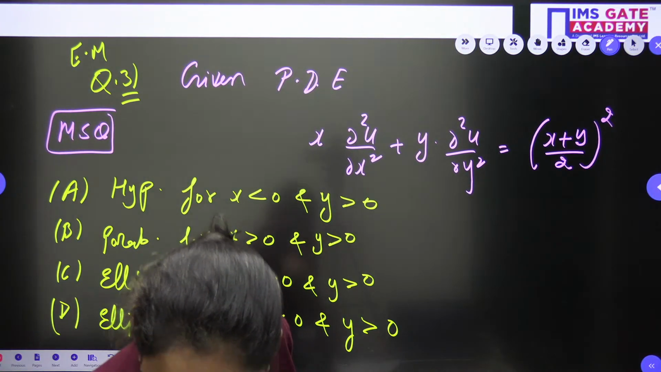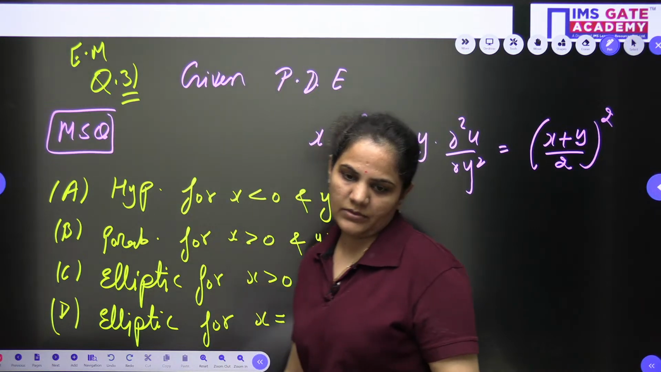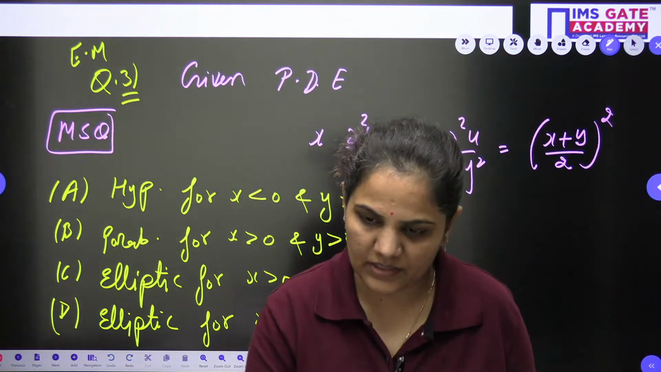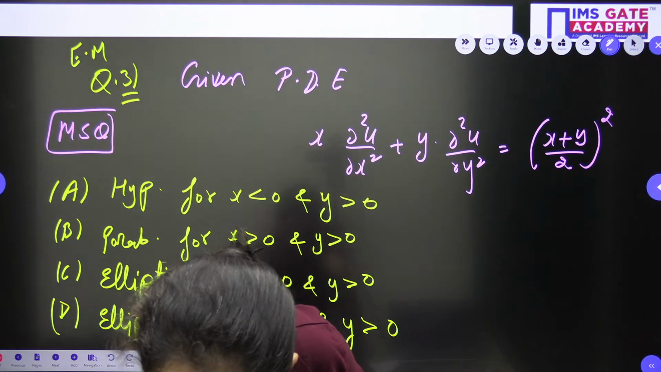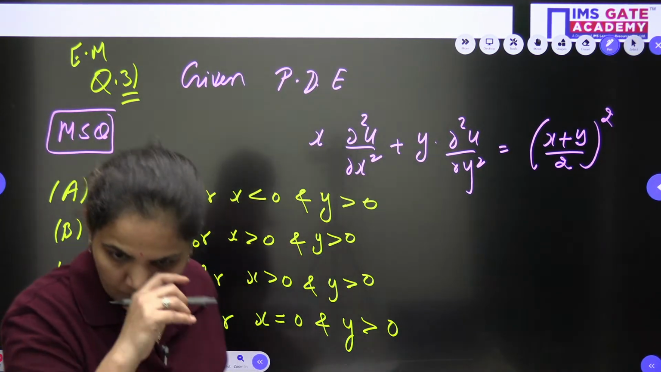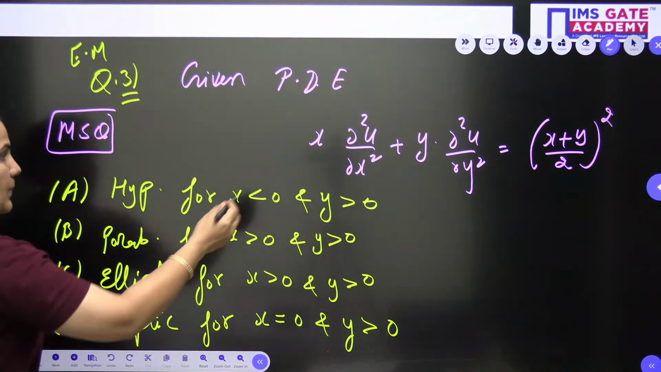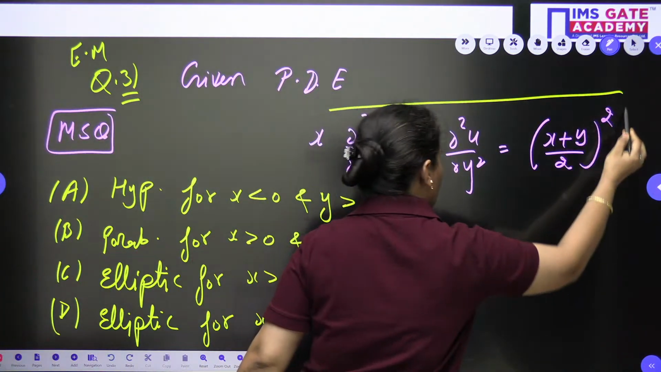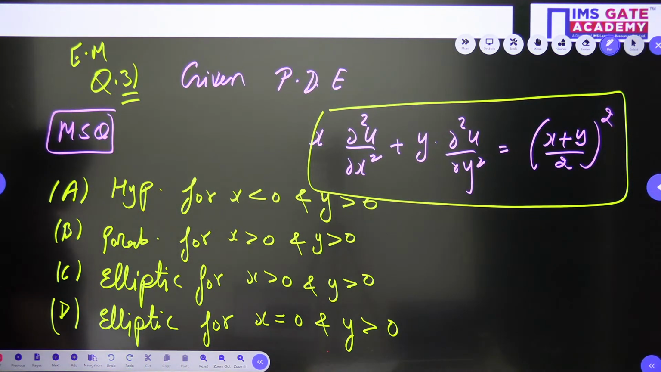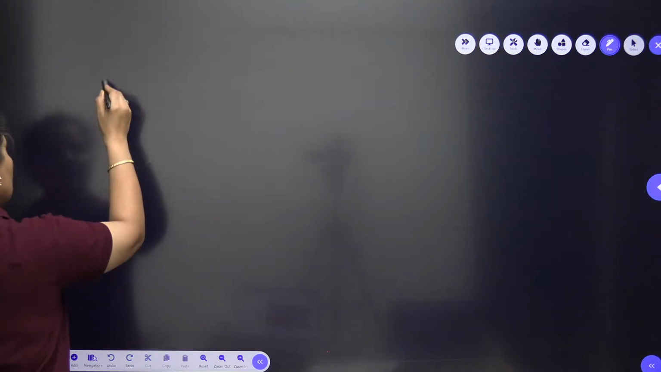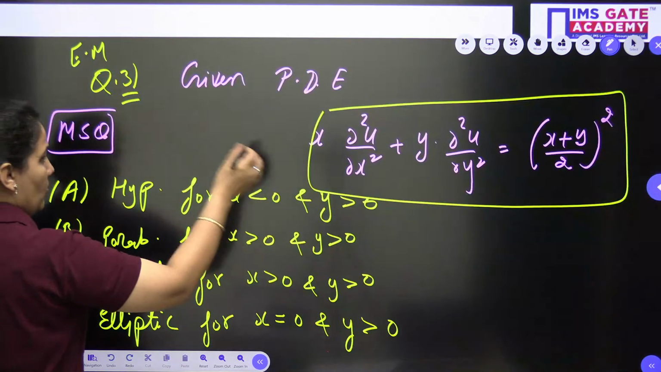Alright, so let's approach it. For x is equals to 0 and y is already greater than 0. Okay, so let's see the approach. When I go with this one, here is how to approach. First of all, we can compare this with the standard partial differential equation.